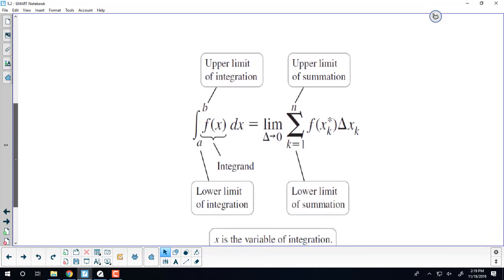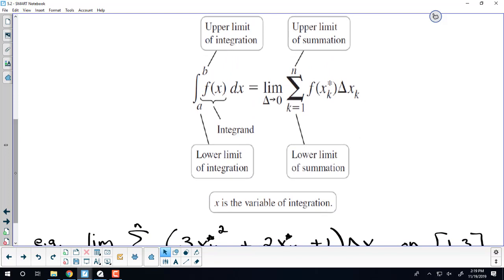So then, this is when we look at this definition for what a definite integral actually means. Remember, this is the limit as n approaches infinity.